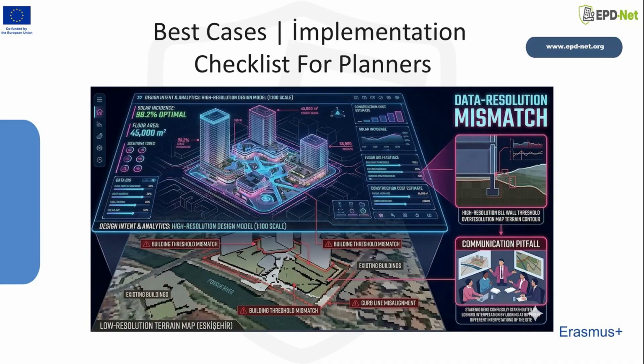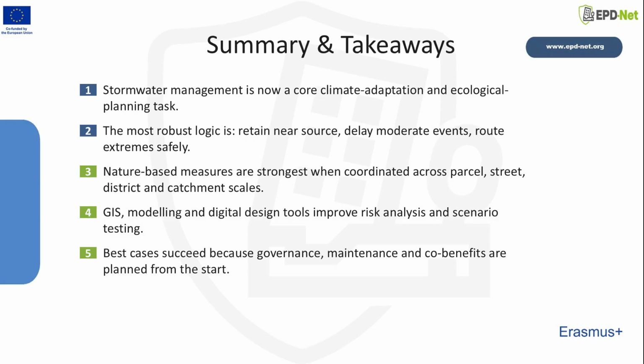This checklist is useful because it clearly identifies the operational logic of good practice. It also makes the lecture more actionable for interdisciplinary teams. The central message is that implementation quality depends on scale awareness, visible hydrologic logic, maintainability, and attention to social as well as technical conditions. To conclude, stormwater management is now a core climate adaptation and ecological planning task.